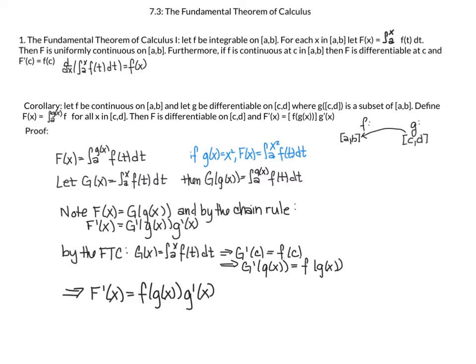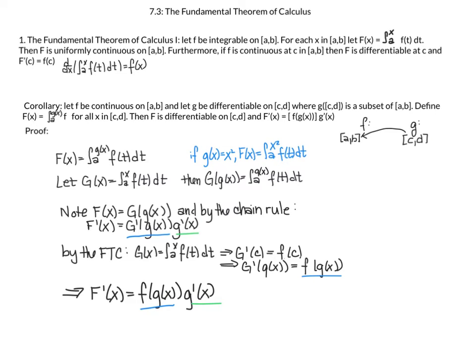Now, applying the fundamental theorem of calculus here, if I have G of x equal to the integral from a to x of f of t dt, that means G prime of c is equal to f of c. And again, this is just straightforwardly applying the fundamental theorem of calculus. So now I have G prime of g of x. If I plug in g of x for c, that would be equal to f of g of x. So what I have then is F prime of x is equal to G prime of g of x, which is f of g of x, times g prime of x.